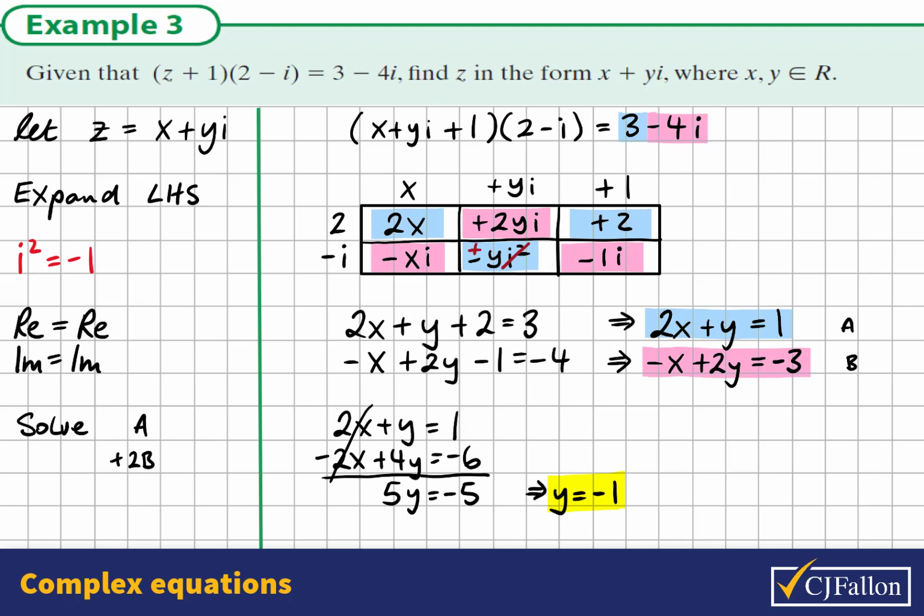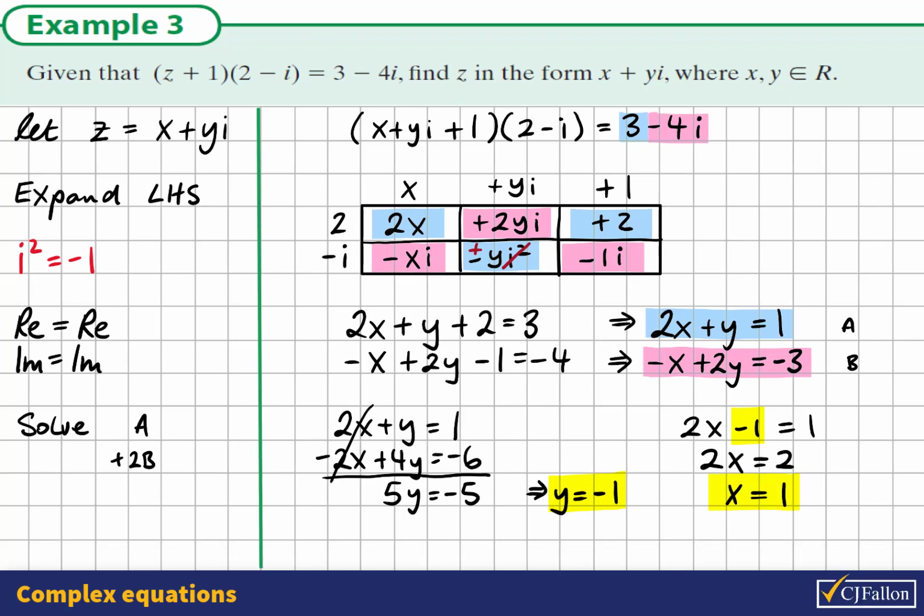If we substitute this value into equation a, for example, we could work out what x is. So we know that 2x + y, which is plus negative 1, is equal to 1. So adding 1 to both sides, 2x is 2. Therefore, x must be equal to 1. So we solved for x and y. The question is asking us to say what z is equal to. So z is x + iy, so that becomes 1 - 1i. And that's our solution for z. So that's one approach to this problem.